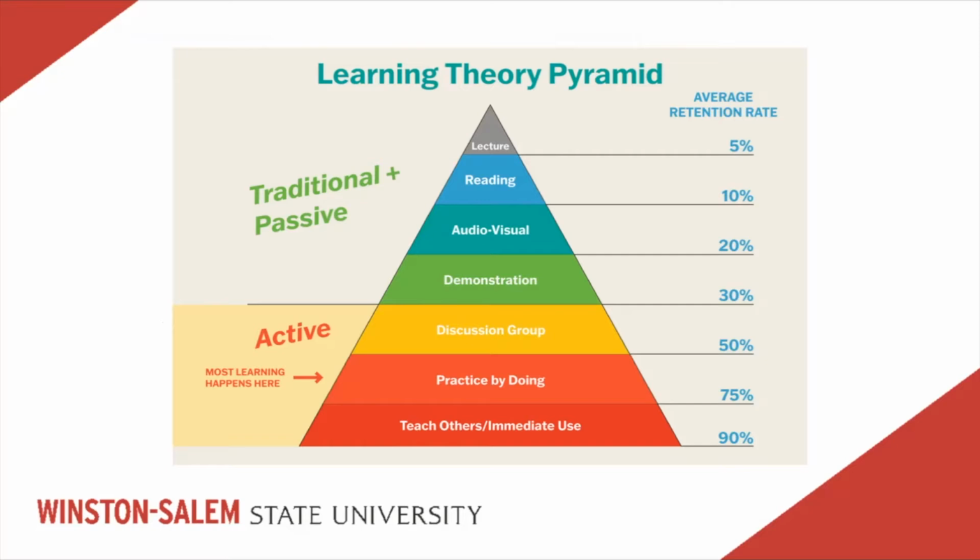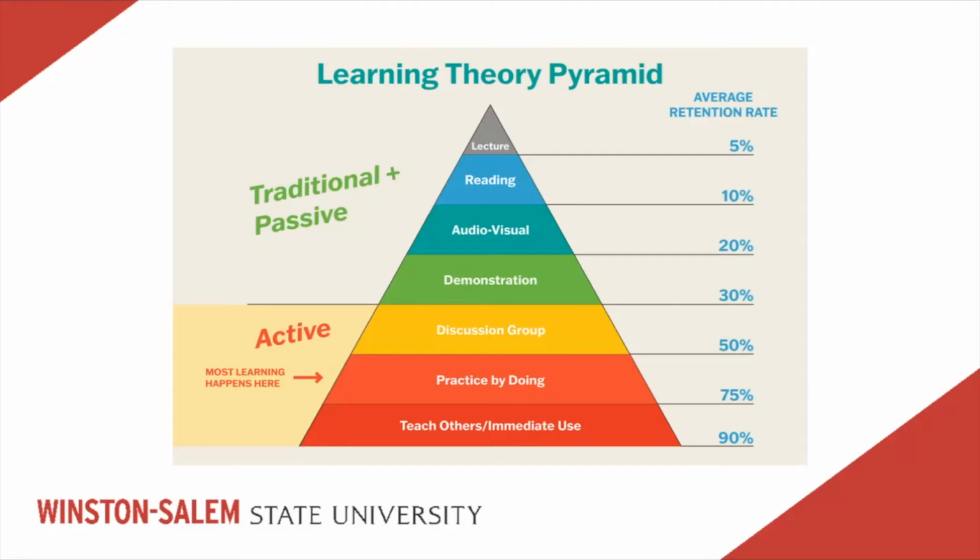Traditional and passive learning includes lectures, readings, audio and visual, as well as demonstrations, with the average retention rate between 5 to 30%. Active learning is where most of the learning occurs. Active learning includes activities such as discussion groups, practice by doing, and teaching others in immediate use, with the average retention rate of 50 to 90%.